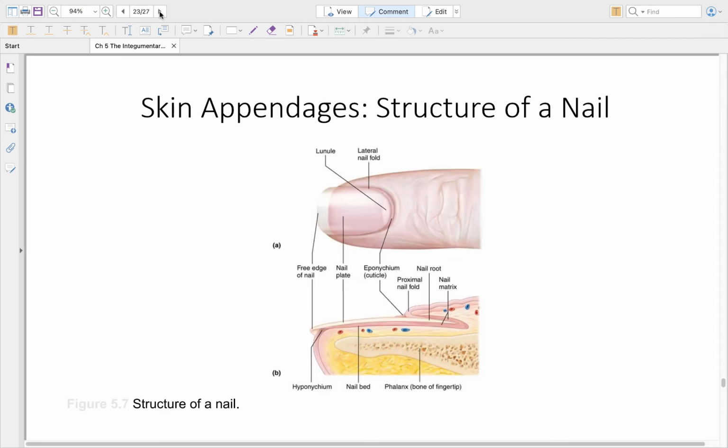Now, as for the structures of the nail, I don't go too much into this. I just want you guys to know that the nail is indeed part of the integumentary system.